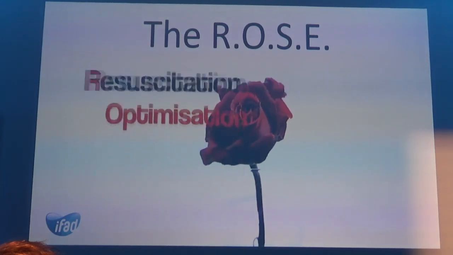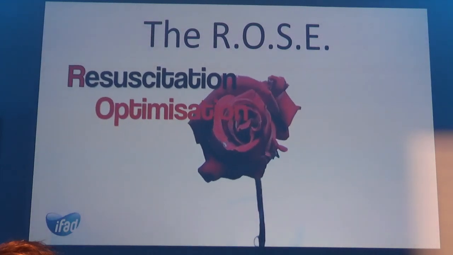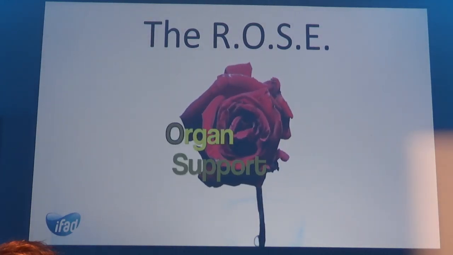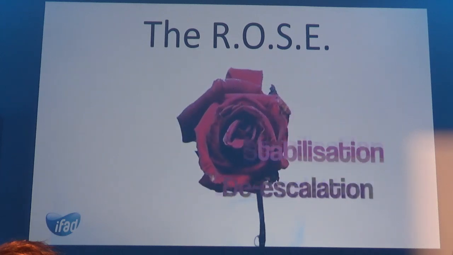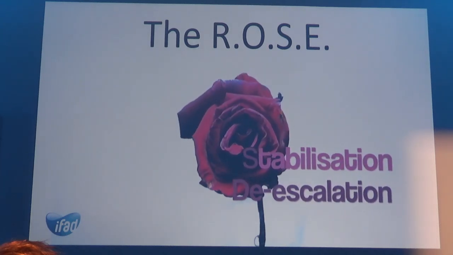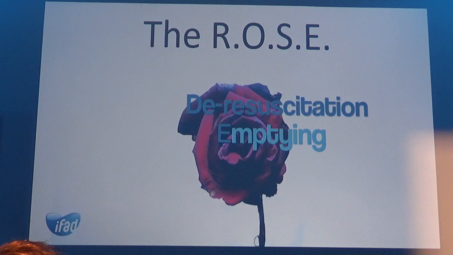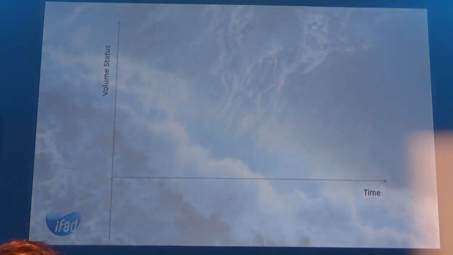So you all know when you give water to a rose, it starts blossoming. So it's the resuscitation, the optimization, then comes the organ support, and we stabilize the patient. And at some point we may need to de-escalate and evacuate. So hence the 4 phases.